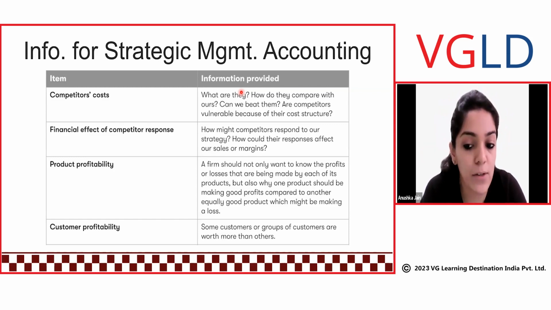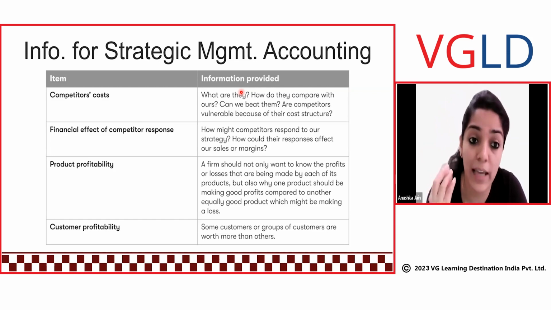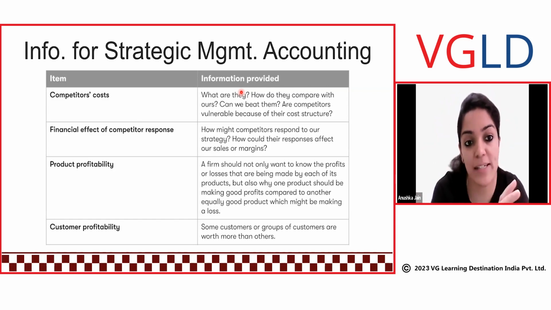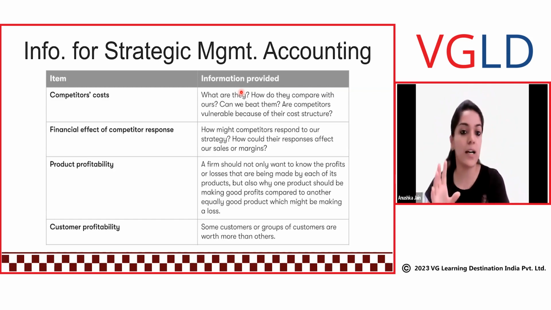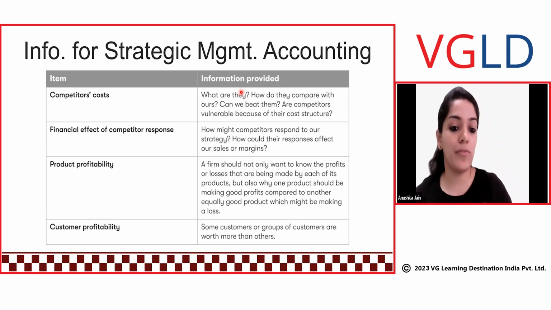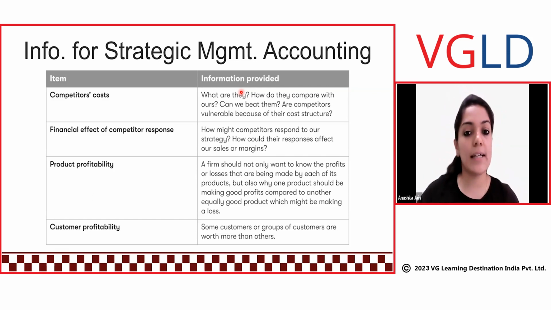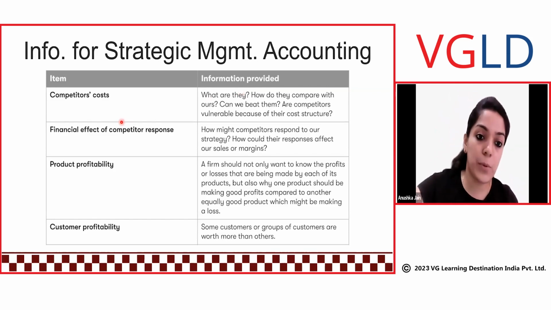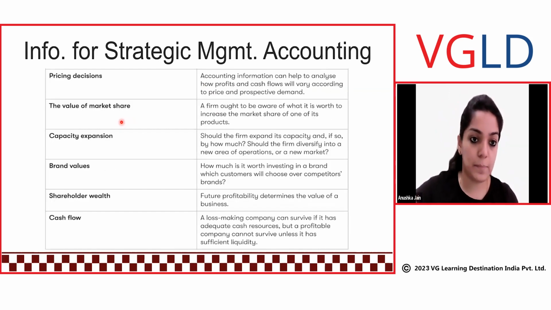Some customers or groups of customers are worth more than the others, and it is true in every company, be it small, be it big. Each company has its favorite set of customers. That when this customer comes, they will just give me the maximum sales. So that type of analysis and decision making is done at the leadership level, to identify and to keep this set of customers happy. So this is provided by management accounting.